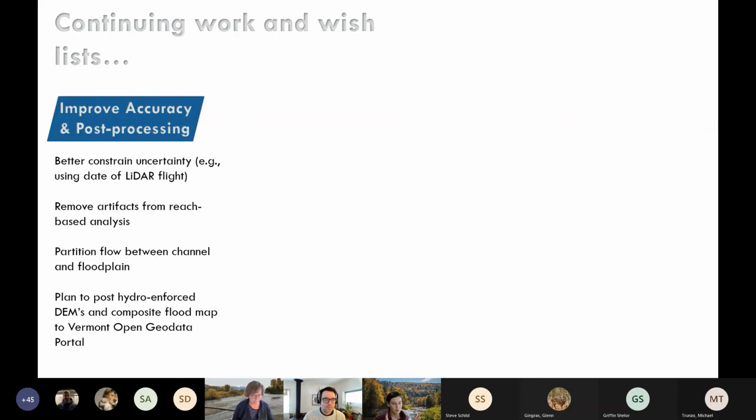I didn't know if this is a great place to put it, but I do just want to put a plug that we are working and hoping to make all of this publicly available, right? The hydro-enforced DEMs, as well as our floodplain maps that we're working to finalize and make available to the public. And that's been an important piece of this through the Open Geodata portal.